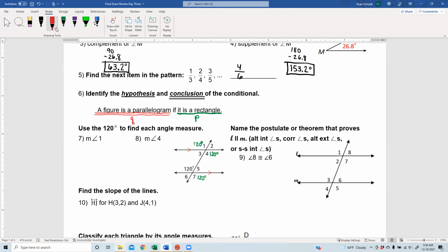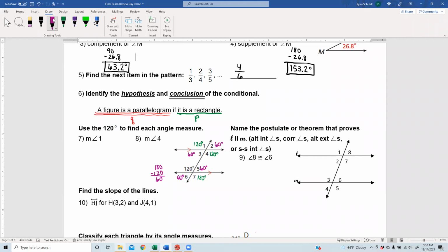If I want to get the acute angle, I do 180 minus whatever my obtuse angle was. So 180 minus 120 gives us 60. So all of our acute angles are 60. So angle 6 is 60, angle 5 is 60, angle 3 is 60, angle 2 is 60.